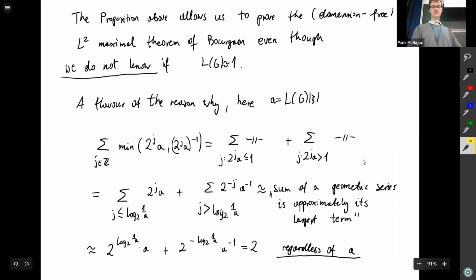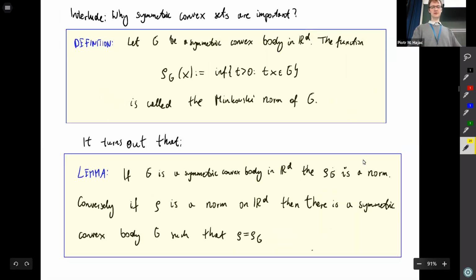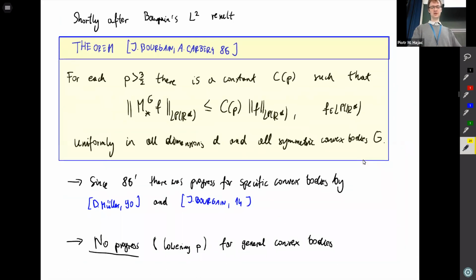But then, before going further to the second part of the talk, let me tell you what the main conjecture in this field is. One year later, Bourgain and Carbery independently proved that you can broaden Bourgain's result for p from p equal to 2 to p greater than 3 over 2. And since then, since '86, nobody knows if you can do it for p between 1 and 3 over 2.